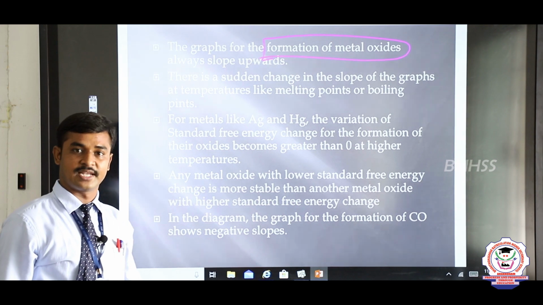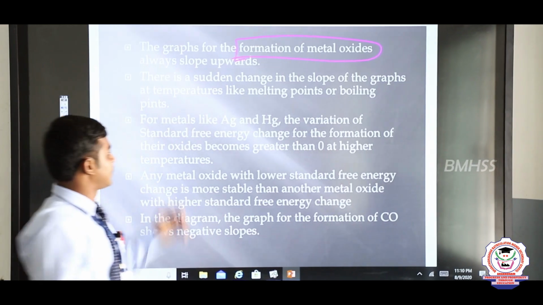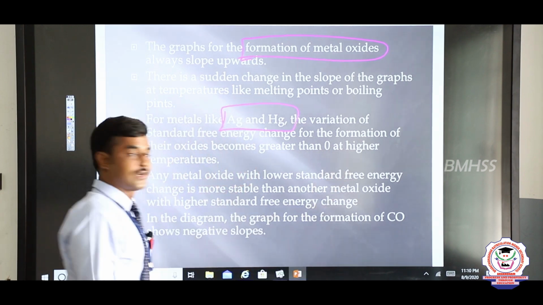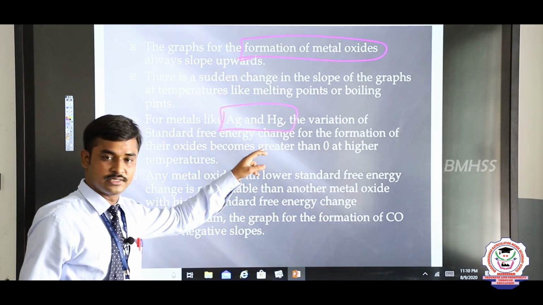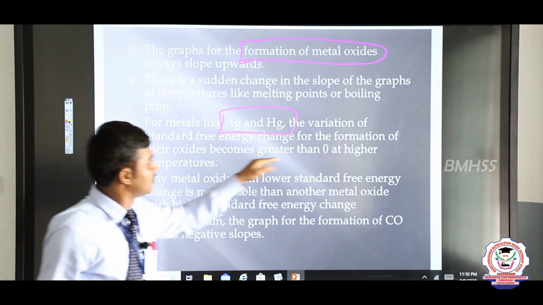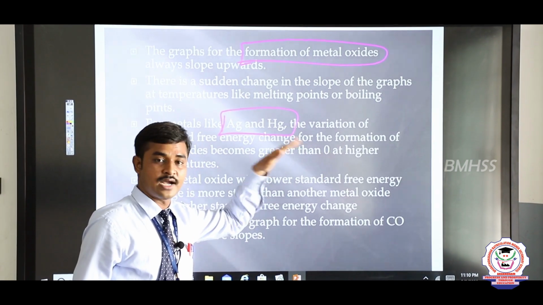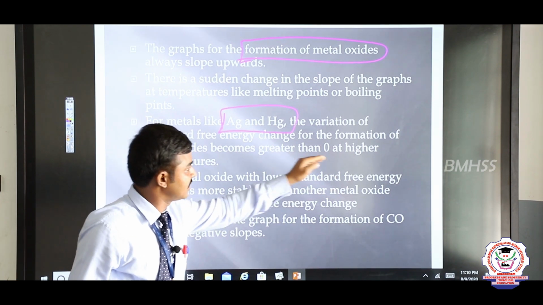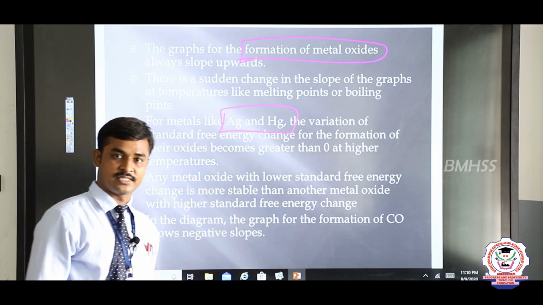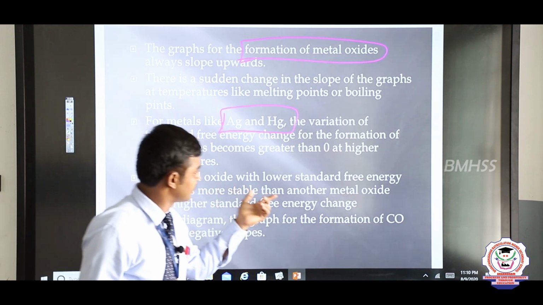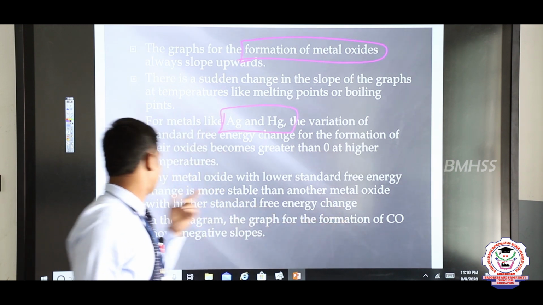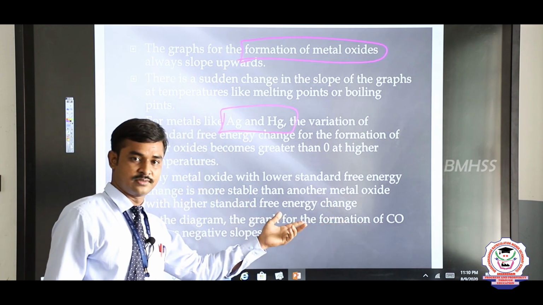This is used in the Ellingham diagram, and the metals like Ag, Hg will attain the variation of standard free energy in the formation of their oxides. Finally, the value will reach 0. So, greater than 0 at high temperature only will it form metal oxides, and any metal oxide with lower standard free energy change is more stable than another metal oxide with higher standard free energy.